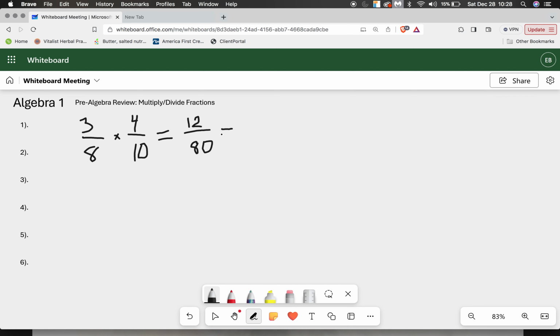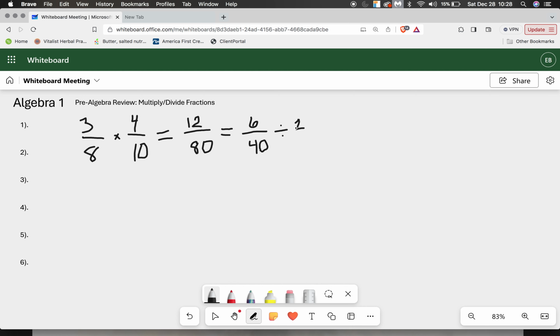So we look and we see if we can divide either of these by the same number. Well, in this case, we can divide both 12 and 80 by 2. So let's do that. 12 divided by 2 equals 6, and 80 divided by 2 equals 40. Now as you can see, we can actually still divide this down further because both 6 and 40 are divisible by 2. So let's divide it again. We're going to divide by 2 over 2.